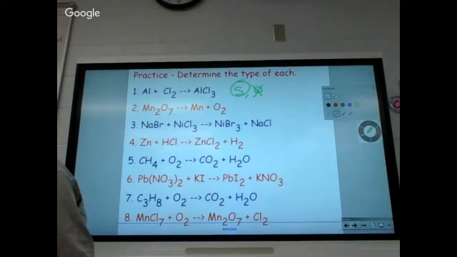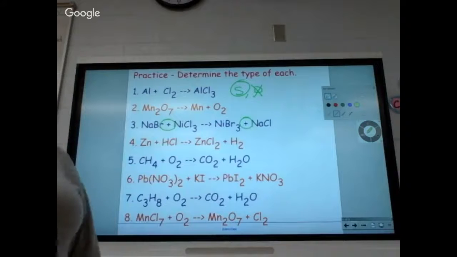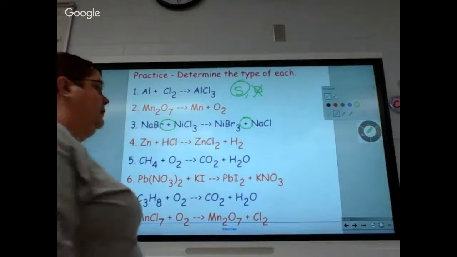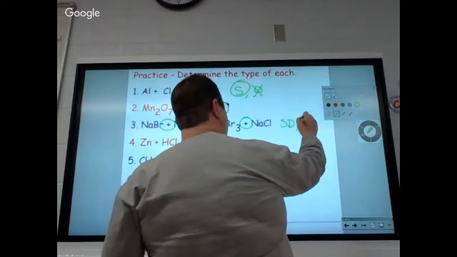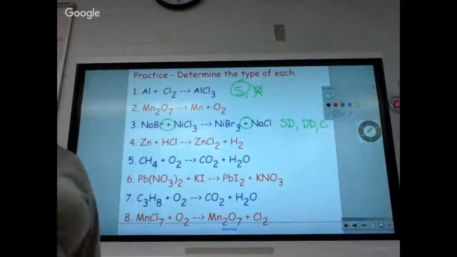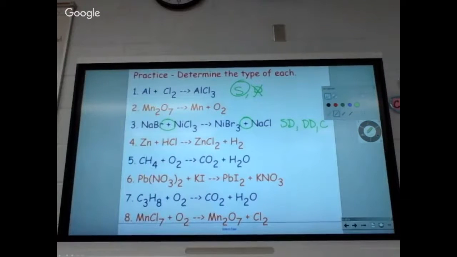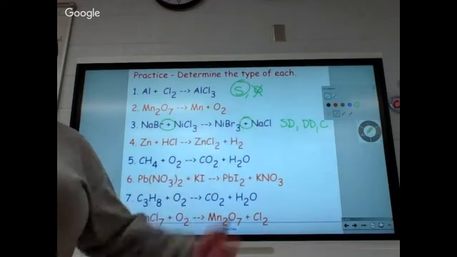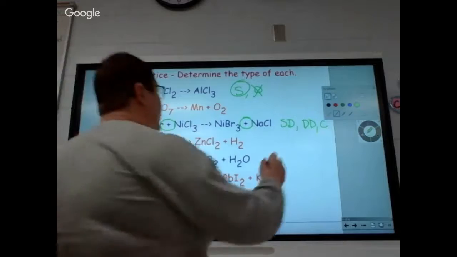Number 3. How many plus signs do we have? One. Two. I said number 3. Oh, 2. We got 2. So what kind of reactions have 3 plus signs? Single displacement, double displacement, and combustion. What do we know about combustion? It's got the same four elements, which are hydrogen, carbon, and oxygen. You have to make some carbon dioxide and water. Do we make some carbon dioxide and water? No. So we know it's not combustion.